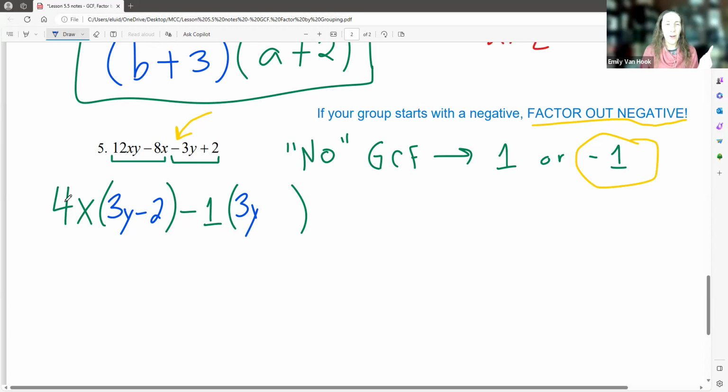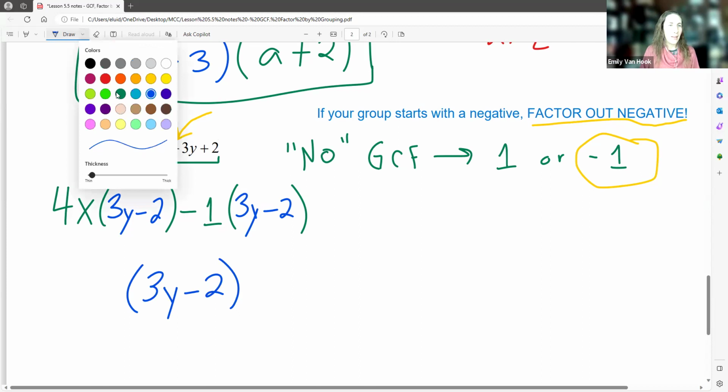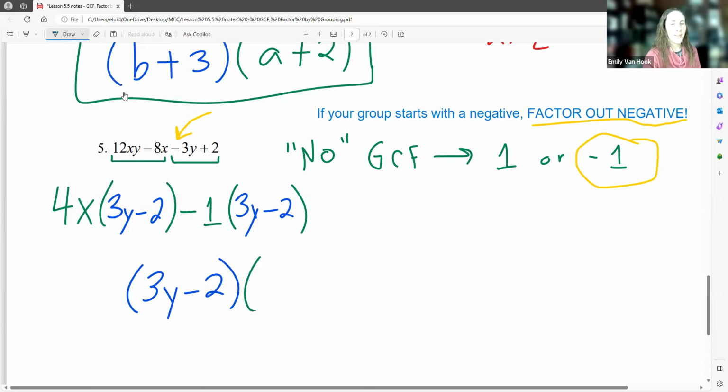Let's keep going. We're factoring out a negative 1, negative 3y divided by negative 1, 3y, and then 2 divided by negative 1 would be minus 2. And you can see our groups match, our parentheses match. We have in blue here the 3y minus 2. That's our GCF now. So our next step would be rewriting 3y minus 2. And then we have our leftover terms on the outside, 4x minus 1.